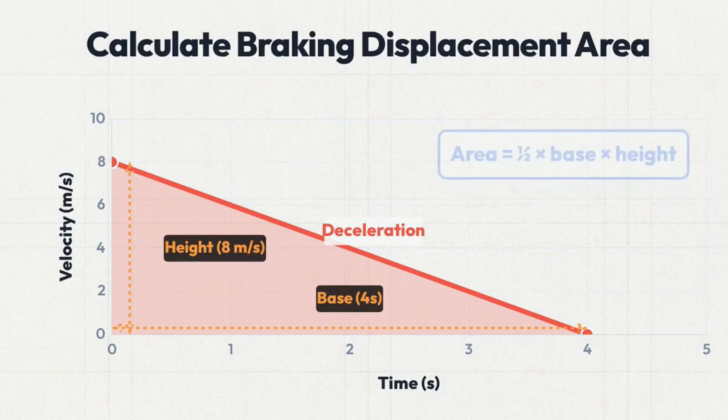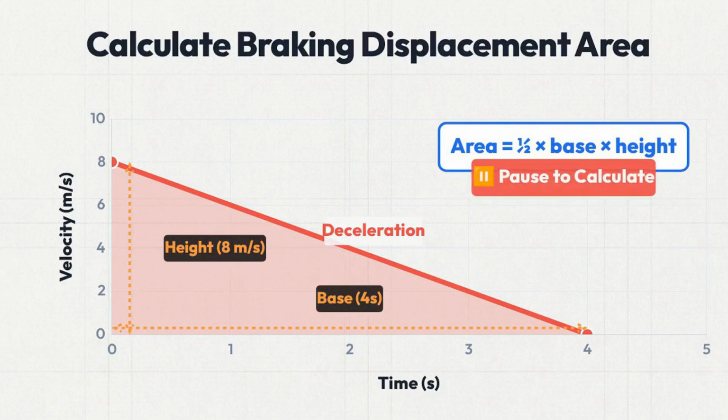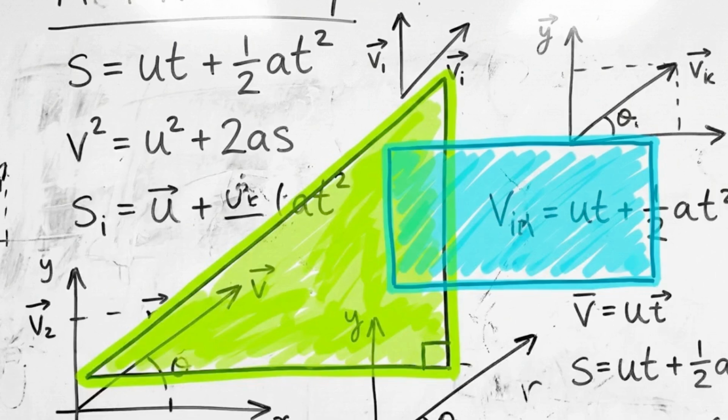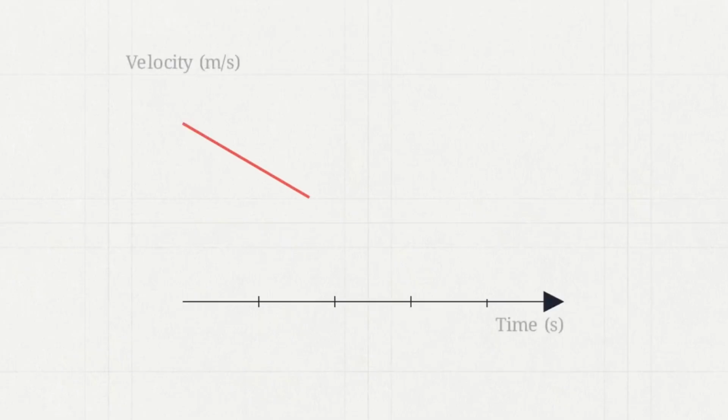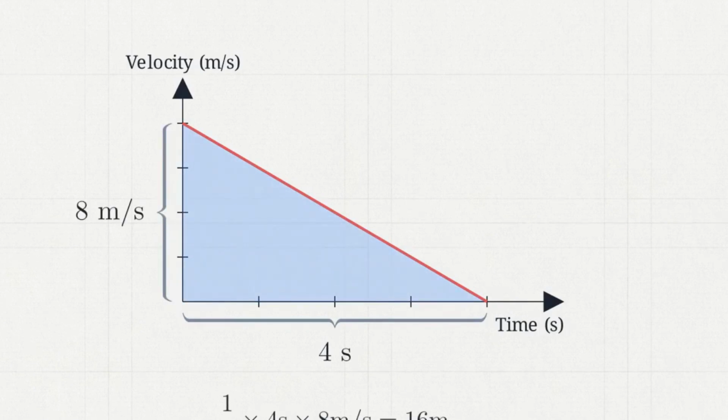Now it's your turn. Using the triangle area formula, calculate the total displacement from the moment it started braking. Pause the video and give it a try. Using these basic geometric shapes bypasses the need for complex kinematics equations when solving motion problems. Let's walk through the math. Our base is 4 seconds, and our height is 8 meters per second. 1/2 times 4 times 8 gives us 16 meters total. The most frequent calculation mistake here is forgetting to multiply by 1/2.